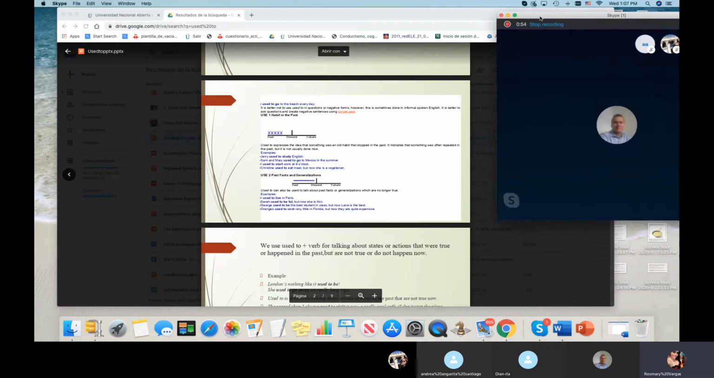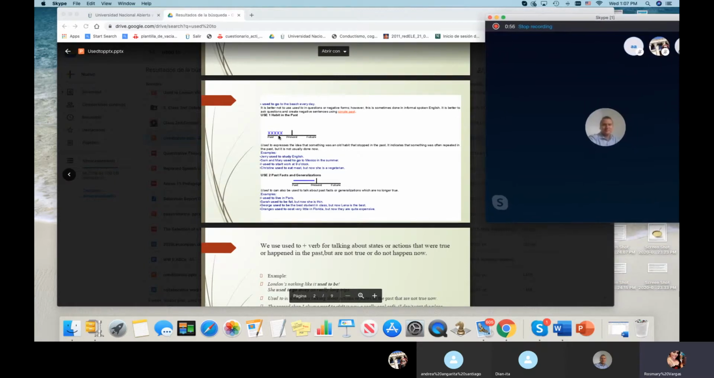So when we use "used to", this is the barrier, no? The present is in the middle, with the future and the past. So when we use "used to", we are talking about something that is in the past, but not now. It's not happening right now, in the present. Okay. "Used to" expresses the idea.